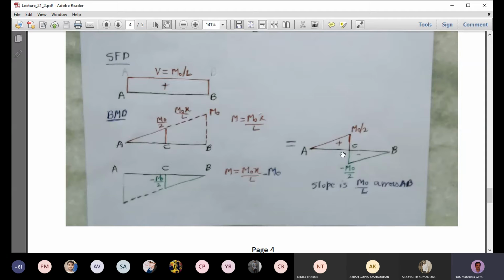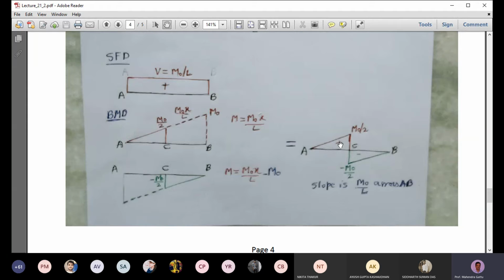So our resultant bending moment diagram will look like this. The bending moment will increase from 0 to M0 by 2, and then at M0 by 2 there is a drop to minus M0 by 2, and then again it will keep increasing and reach 0 at B. So this is the bending moment diagram due to the application of that couple.